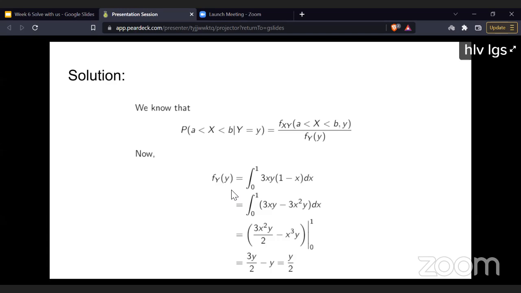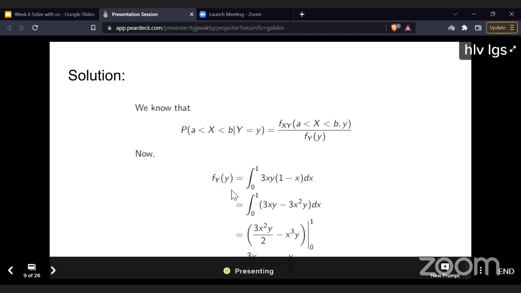Now you have to take the limit from 0 to 1. We are taking the limit for x, so don't get confused with y and x here, because x is the limit that we are taking here from 0 to 1, not y. Y is a constant. So you treat y as a constant and just put the lower and upper limit of x. You will get 3y by 2 minus y, and it becomes y by 2. So we found our marginal probability of y.